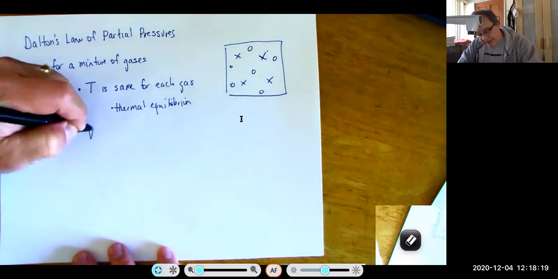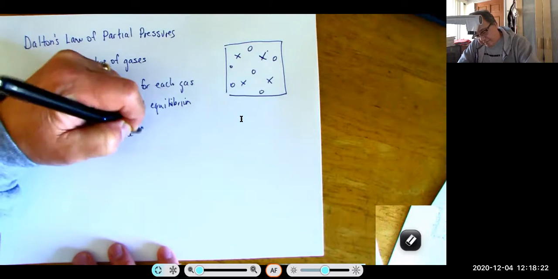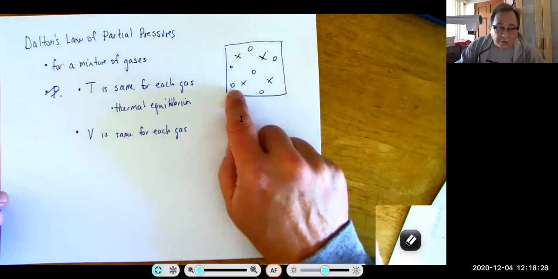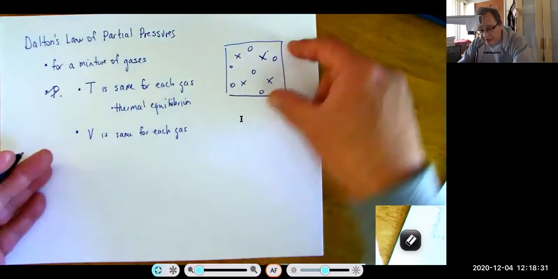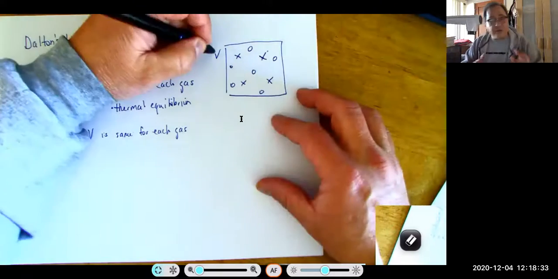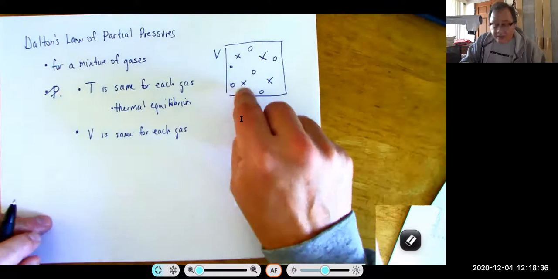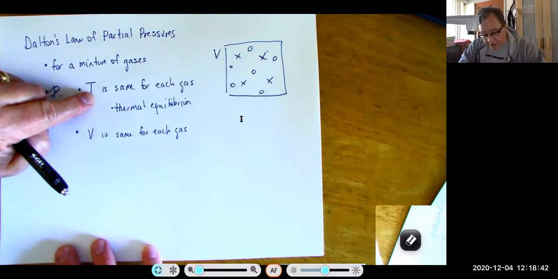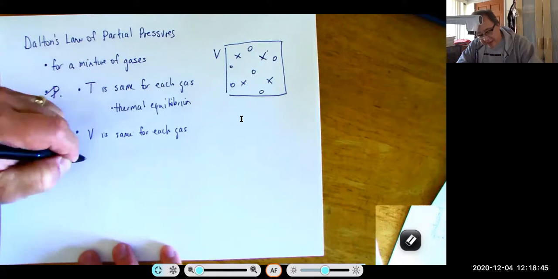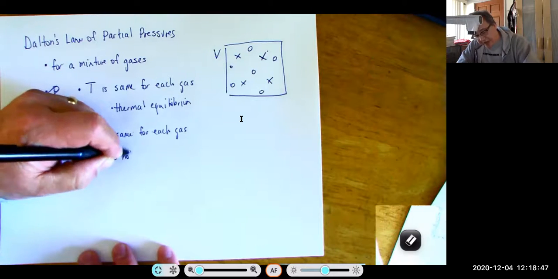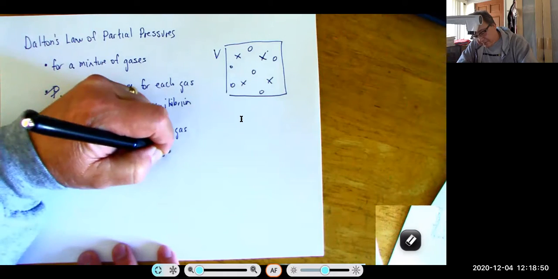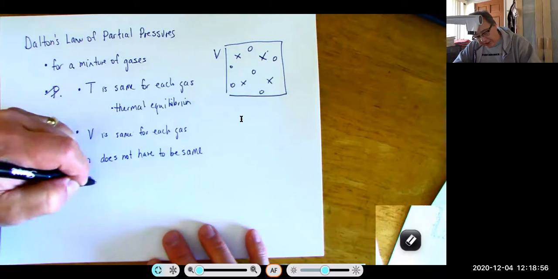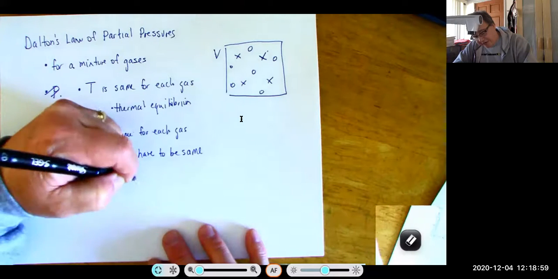The volume is the same for each gas. So if we were to use the ideal gas law just for the round ones, we would use the volume of this container, whatever that is. If we were to use the ideal gas law for these X's, we would use the volume of this container. So the temperature is the same for each gas, the volume is the same for each gas, and the moles do not have to be the same. And usually they are not. And the pressure of each does not have to be the same.